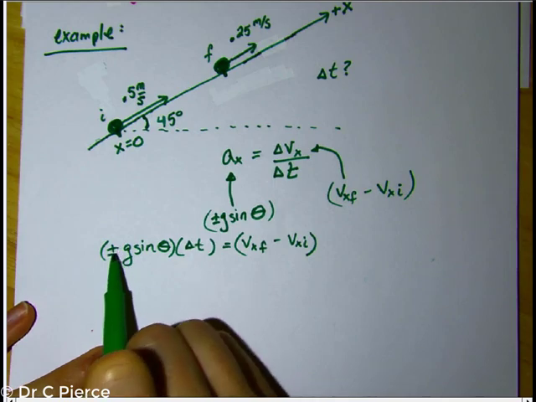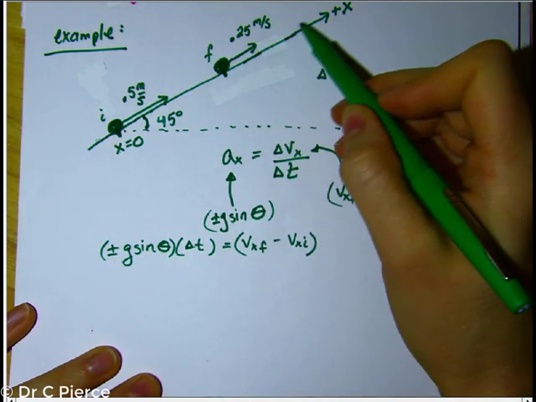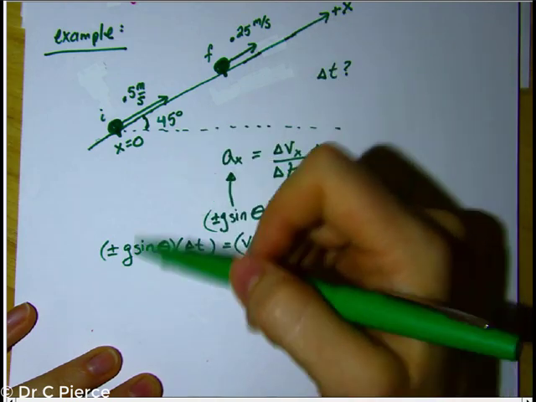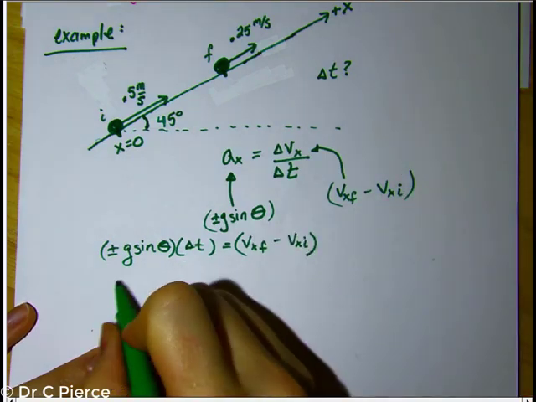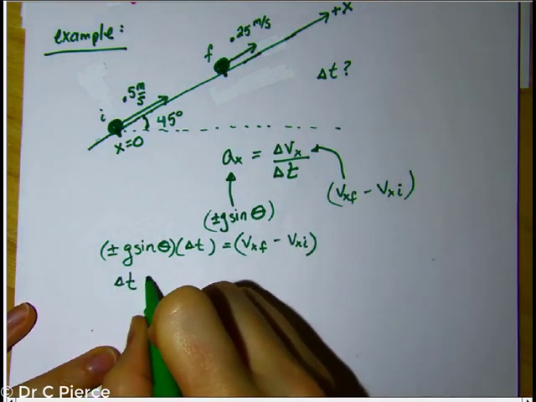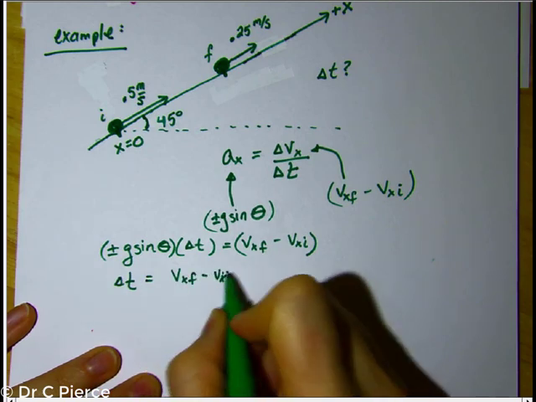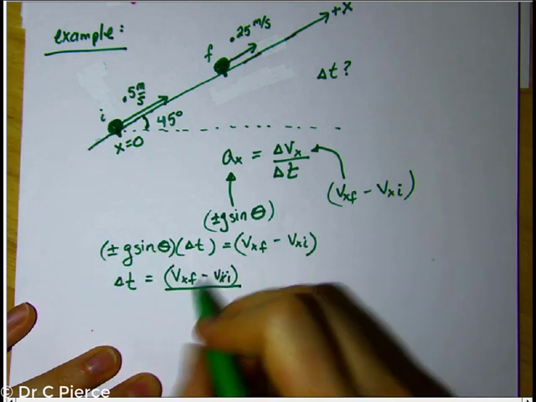Should I choose the plus or minus here? My positive direction is up the ramp, but gravity is working down the ramp. So I'm going to choose minus. So then solving for delta T, Vxf minus Vxi divided by negative G sine theta.